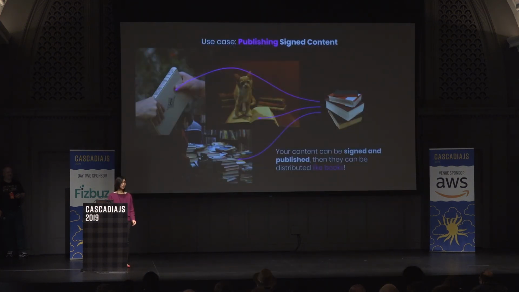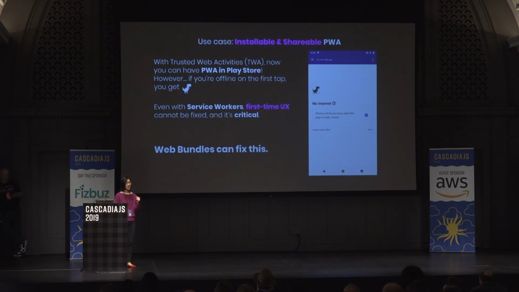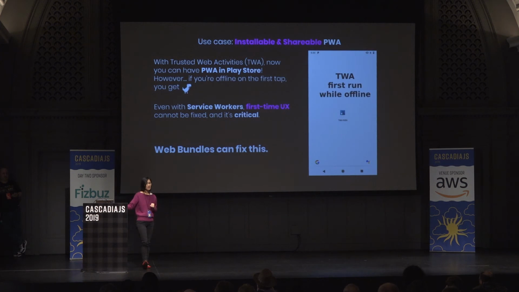So now that we have web bundles and the signature, it makes it possible for your web content to act like real books. You can publish signed content and share it between people, or pre-distribute it to devices. Let me introduce one more use case. You probably heard of PWA, or progressive web apps. It's supposed to work offline. And today, it's also possible to install it from Play Store.